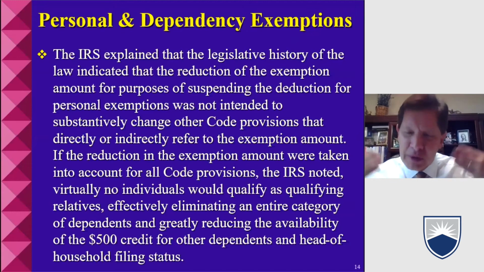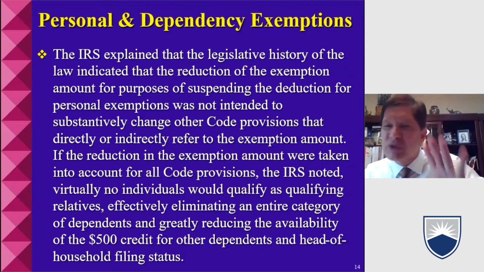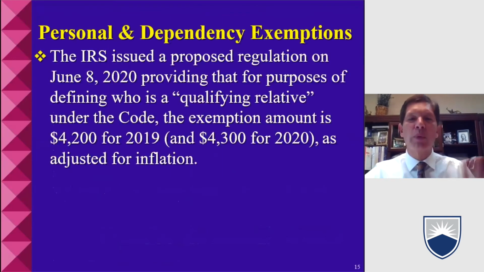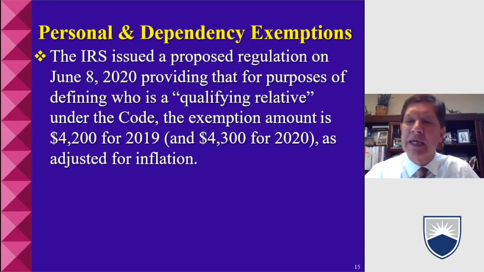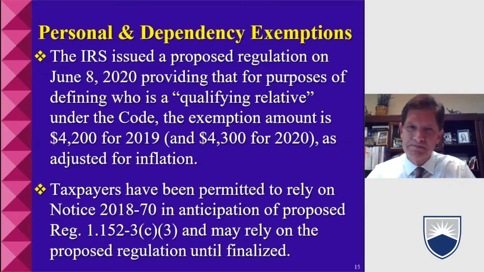Now, the IRS goes through the legislative history as to why they're allowing this. It was never the intent of the law to disqualify head of household status or qualifying relative status. So here's where we are. The IRS issued a proposed regulation on June 8th, 2020, providing that for purposes of defining who is a qualifying relative under the code, the exemption amount is $4,200 for 2019, $4,300 for 2020, and it will remain at $4,300 in 2021, barring another change. Taxpayers have been permitted to rely on this notice since 2018.